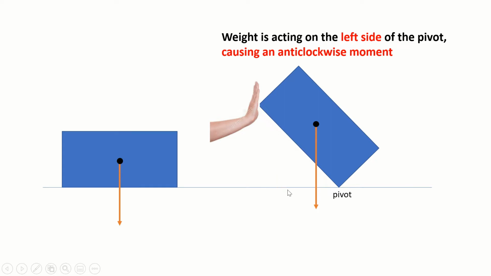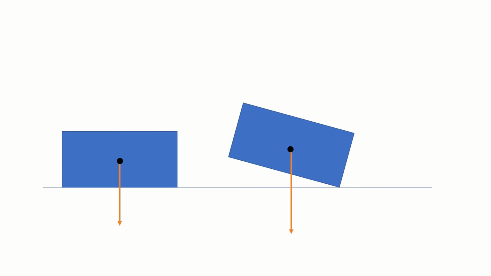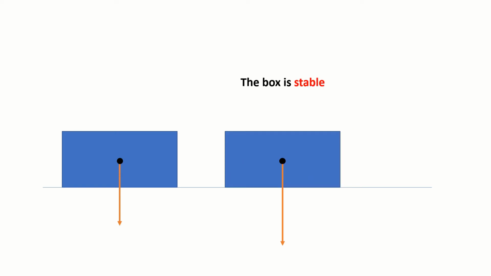If I tilt 40 degrees, this line of action of the weight of the box acts within the base area, and it acts on the left side of the pivot, not on the right side. So let's see what happened when the hand let go. When the hand let go, the line of action of the weight will pull it back to the left side. There is an anti-clockwise moment causing it to fall backward on the left and return to the original position.